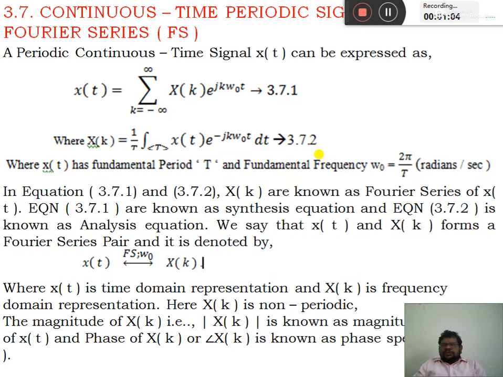In the equation, X of k are known as the Fourier series coefficients of x of t, and equation 3.7.1 is known as the synthesis equation. And equation 3.7.2 is known as the analysis equation. We say that x of t and X of k form a Fourier series pair, denoted by the symbolic representation, where x of t is the time domain representation and X of k is the frequency domain representation.